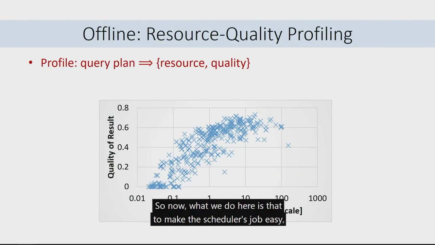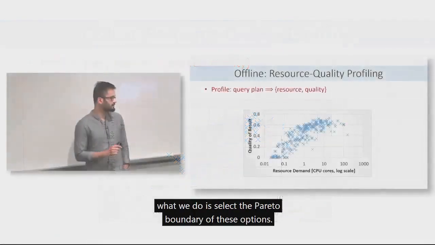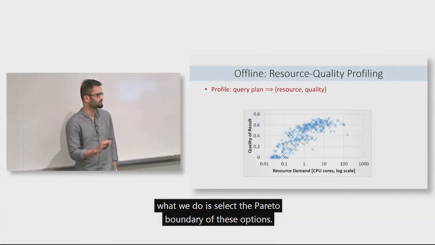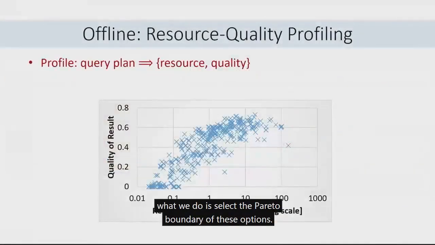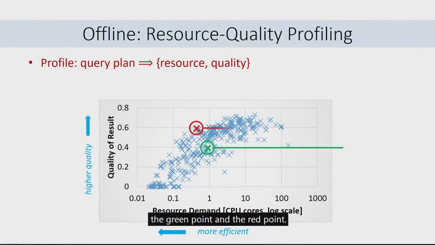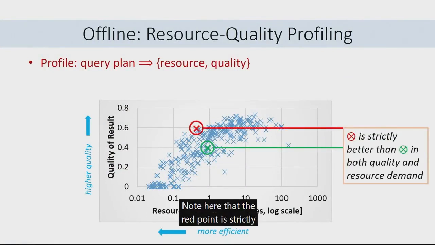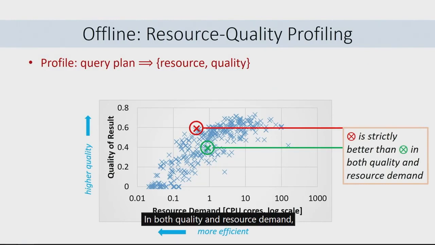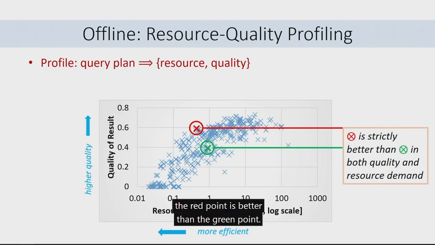So to make the scheduler's job easy, what we do is select the Pareto boundary of these options. For instance, take these two points, the green point and the red point. Note here that the red point is strictly better than the green point in both dimensions. There's no trade-off here. In both quality and resource demand, the red point is better than the green point, which means that we don't have to consider the green point at all as long as we have the red point.